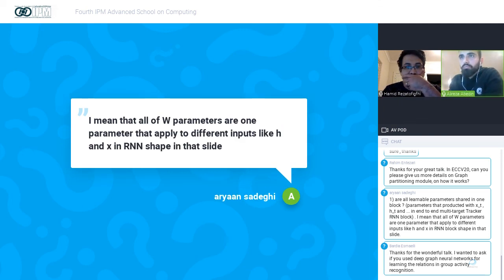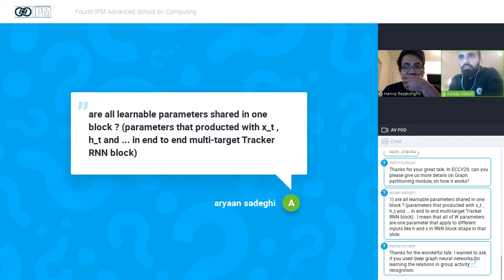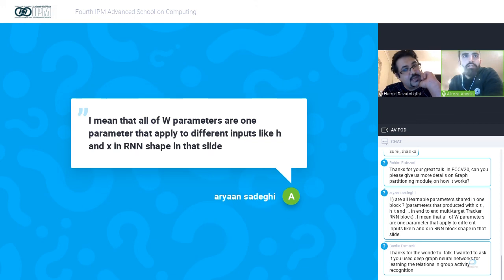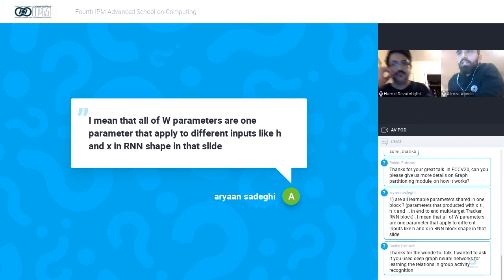There was a question, I think there are two parts to the question. So that's the first one. Are all learnable parameters shared in one block? And I think the question was followed by saying that all of the W parameters are one parameter that applies to different inputs. Okay, it's a bit hard for me to follow the question. So I think this was in your end-to-end tracking. Yes, the one that you mentioned is a true end-to-end tracking module. Yep, with the LSTMs.